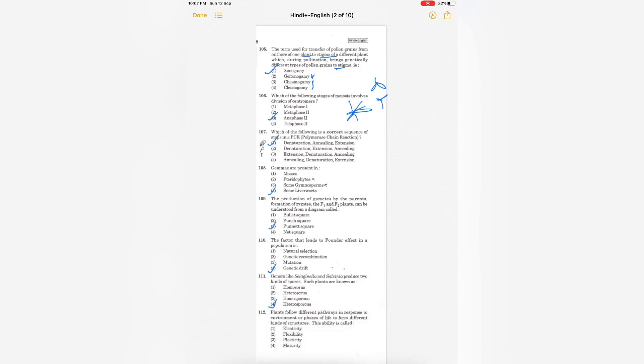Question number 112. Plants follow different pathways in response to environment or phases of life to form different kinds of structures. This ability is called, that is nothing but plasticity. You have studied this plasticity in the chapter plant growth and development. The examples are cotton, coriander, larkspur and also buttercup.